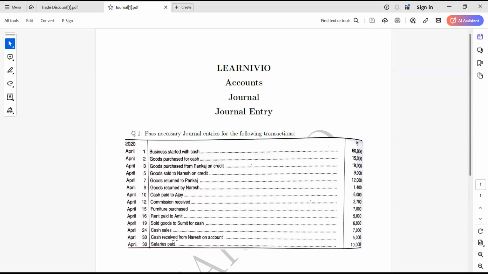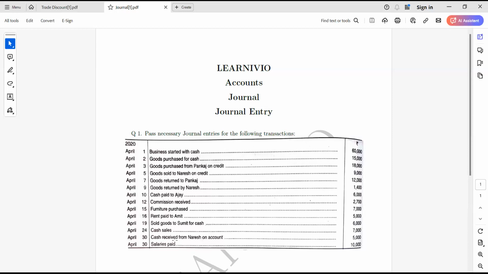Yes, so it will be on the debit side. Rent account debit to cash account. Okay, so for rent we are not using cash. Yes, rent account debit to cash account. No, I was using the word cash instead of rent.